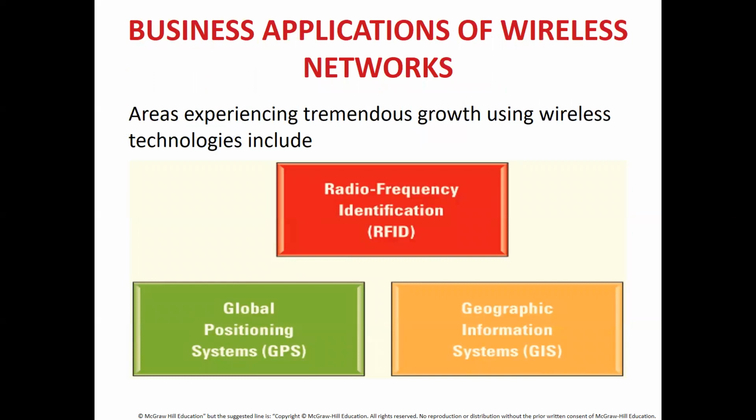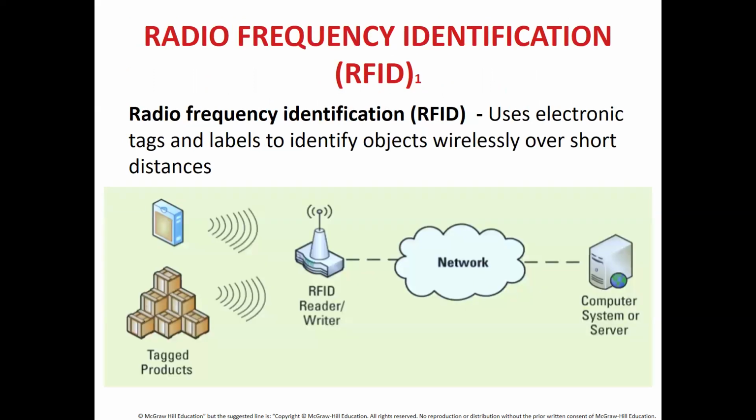Now, business applications for wireless networks. In other words, where are wireless networks used? They're used in radio frequency identification. They're used in GPS, global positioning systems. They're also used in geographic information systems. So we'll go and discuss more on those.